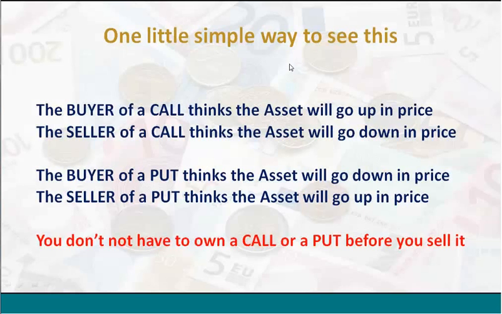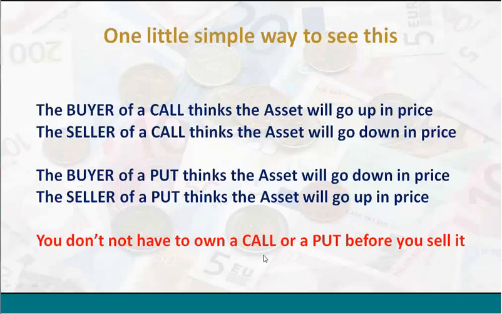I'm going to go to a simple way to see this. The buyer of a call usually thinks the asset will go up in price. The seller of a call thinks the asset will go down in price, and of course that's what makes a market, a buyer and a seller. The buyer of a put thinks the asset will go down in price, and the seller of a put thinks the asset will go up in price.